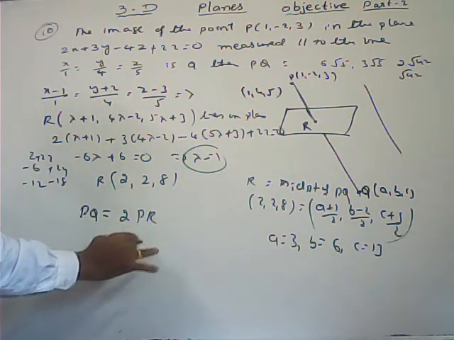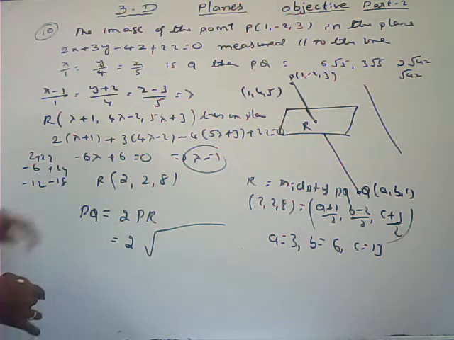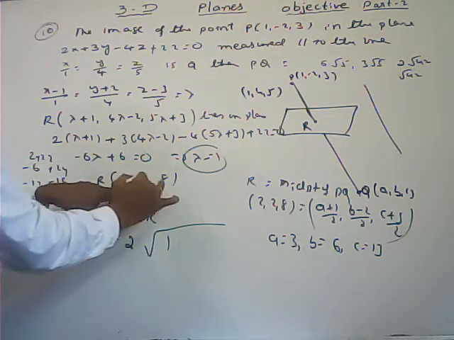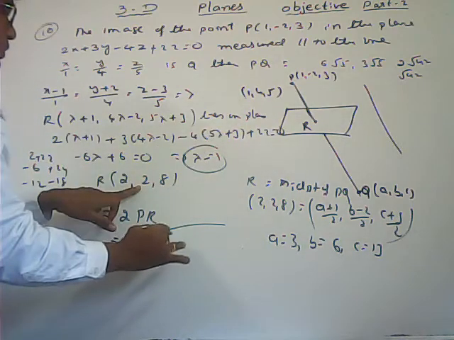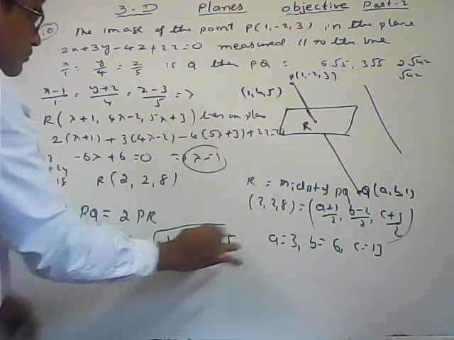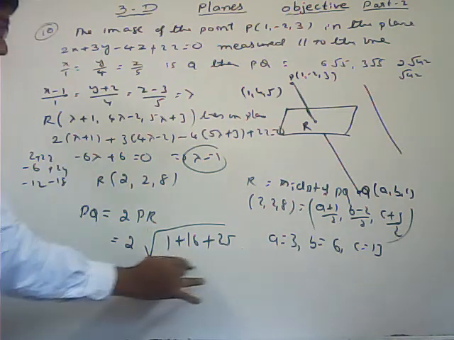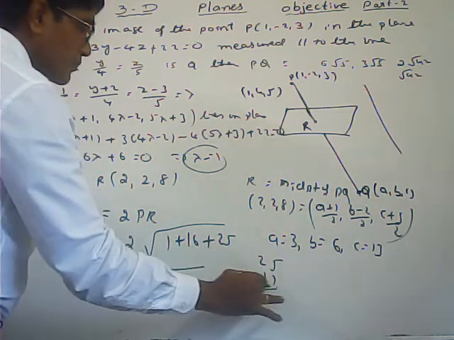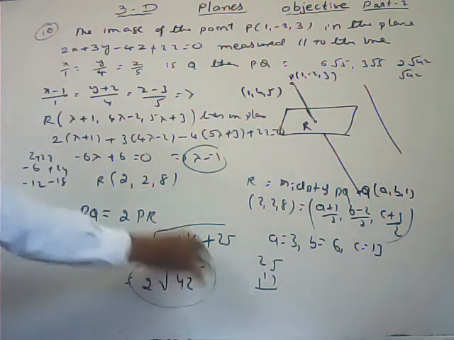2 times, what is the distance PR? Square root of (x2 - x1) whole square plus (y2 - y1) whole square and so on. 2 minus of minus 2 is 4, squared 16; 8 minus 3 is 5, squared 25. So 2 root of 25 + 17, that is 42. So 2 root 42.